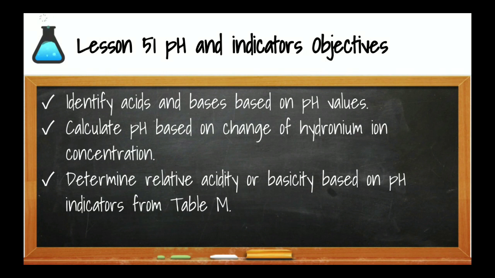By the end of this lesson, you should be able to identify acids and bases based on pH values, calculate a pH relative to the hydronium ion concentration, and determine the relative acidity or basicity, also known as alkalinity, based on pH indicators from reference table M. For this lesson, you will definitely need to have reference table M. Make sure you're taking notes and let's get started.